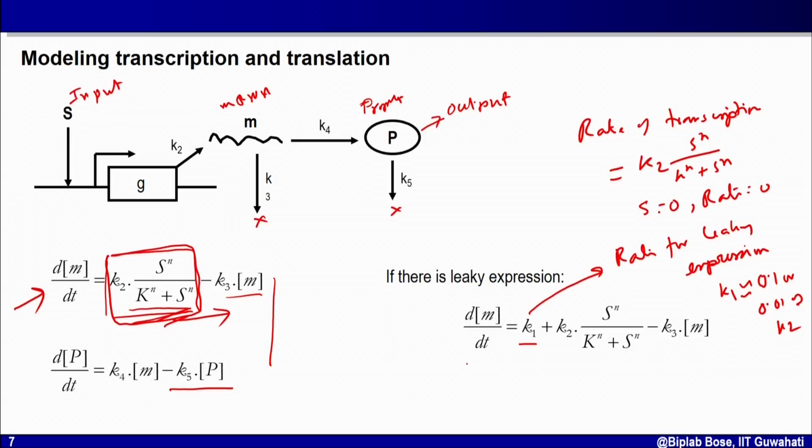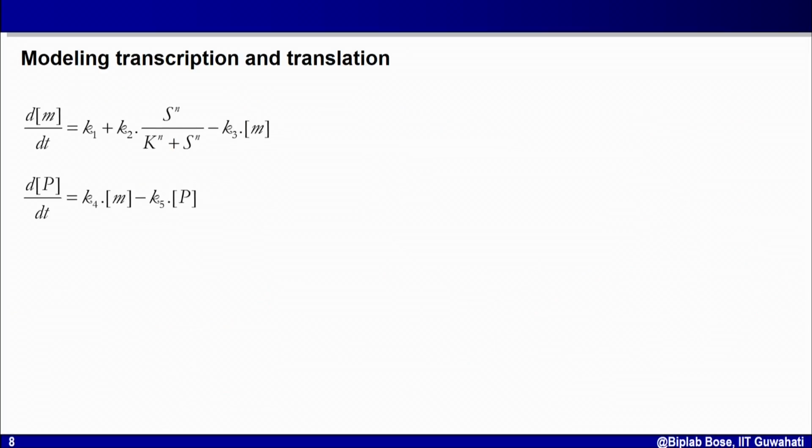So I can simply change this ODE to this one and incorporate K1. My rate of change of M, that is mRNA, dm/dt becomes K1 plus K2 into the Hill function involving S, minus K3 into M. So if I have these two now, the first one considering leaky expression and the second ODE for my protein, I have two ODEs.